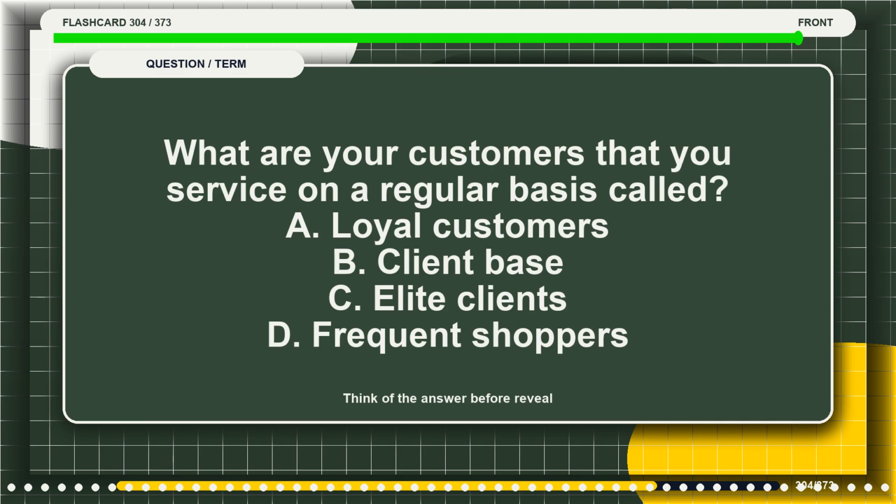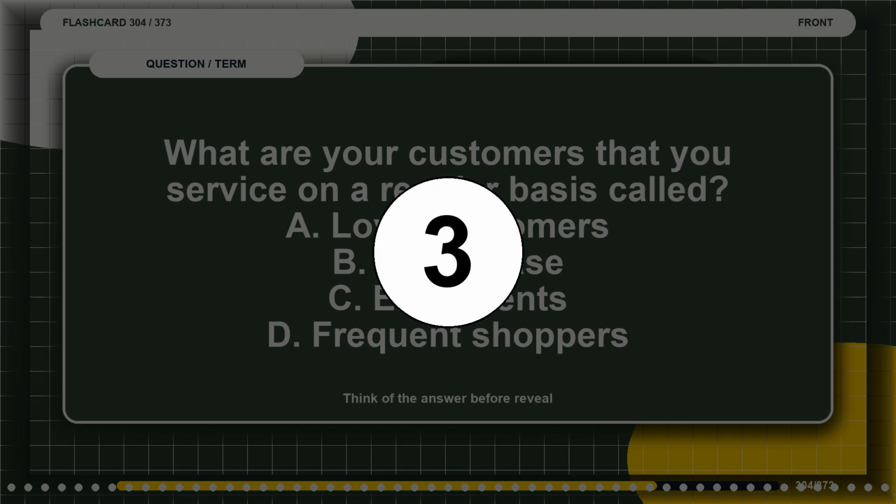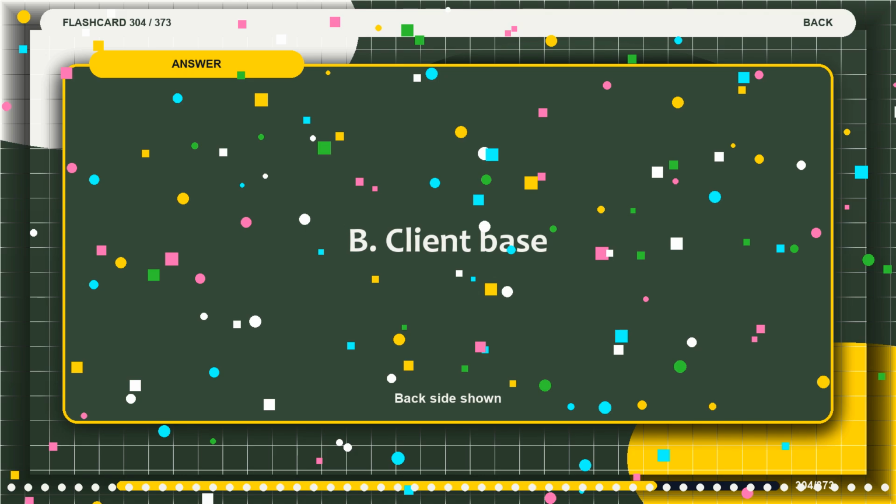Flashcard 304. What are your customers that you service on a regular basis called? A. Loyal customers. B. Client base. C. Elite clients. D. Frequent shoppers. Think of the answer before the reveal. The answer is B. Client base.